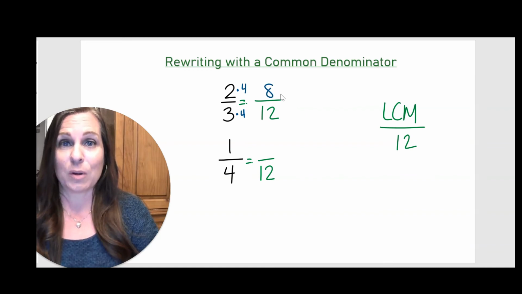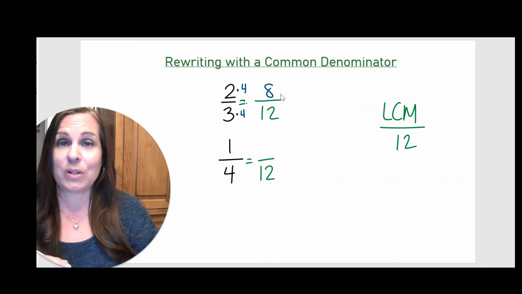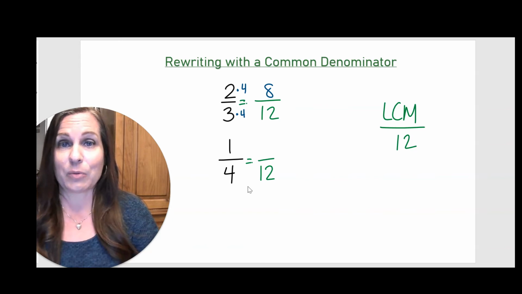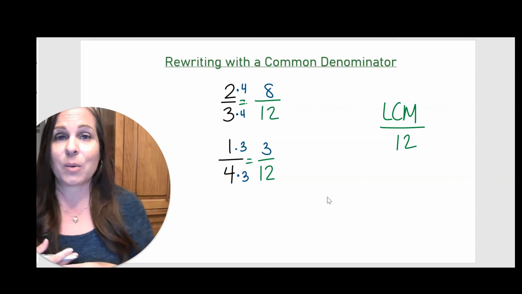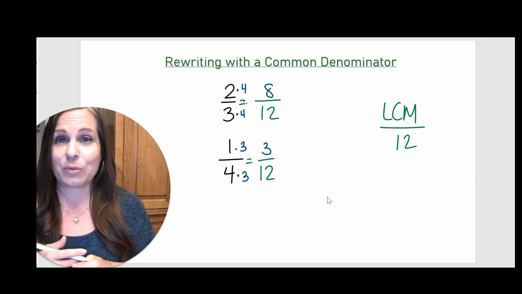When you create equivalent fractions, it's really important that you multiply by the same number on the top and the bottom. Let's look at 1/4. 4 times what is 12? 3. So I have to multiply by 3 on top as well. 1 times 3 is 3. And now I've rewritten both of my fractions with the common denominator 12.